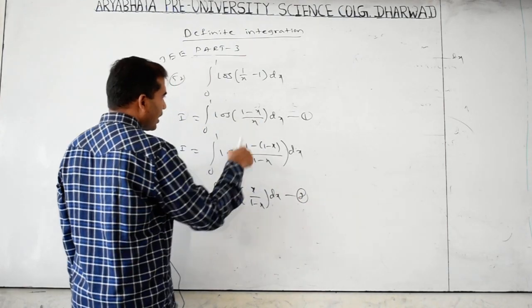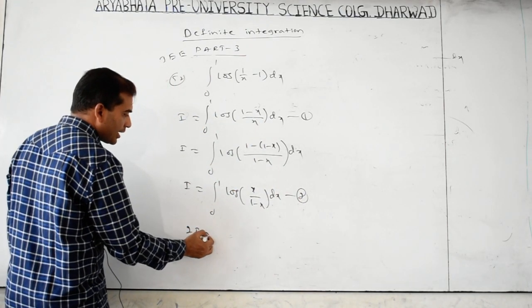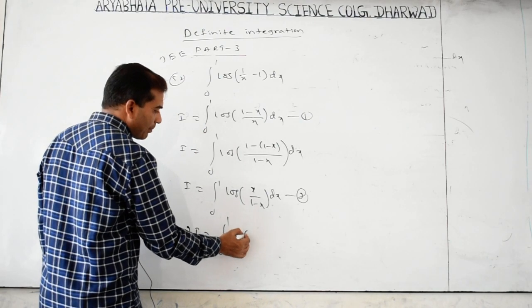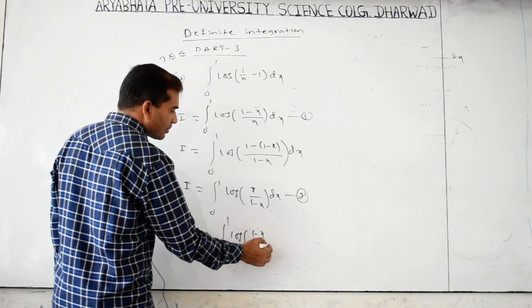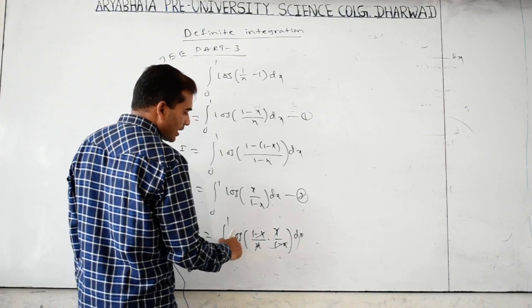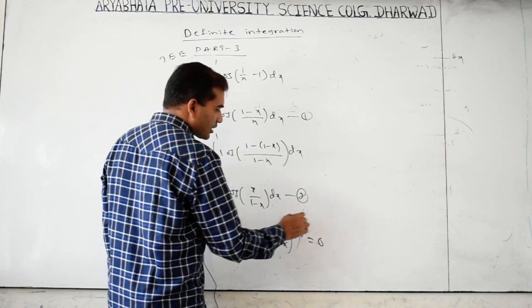Second equation, add 1 and 2: 2I equals integral from 0 to 1 of log m plus log n, that is log of m into n, (1 minus x by x) into (x by 1 minus x) dx. This gets cancelled, log 1 is 0, so the integration value is 0.